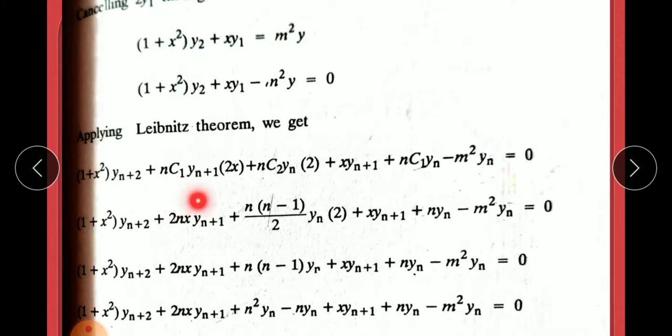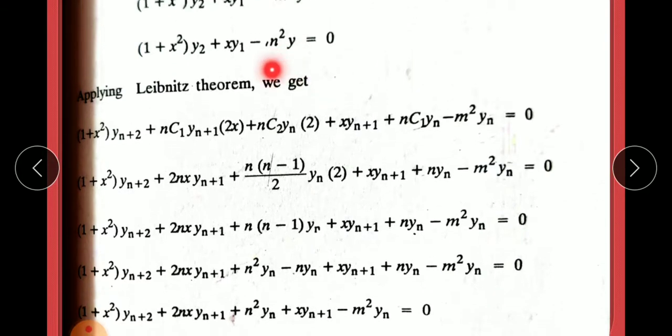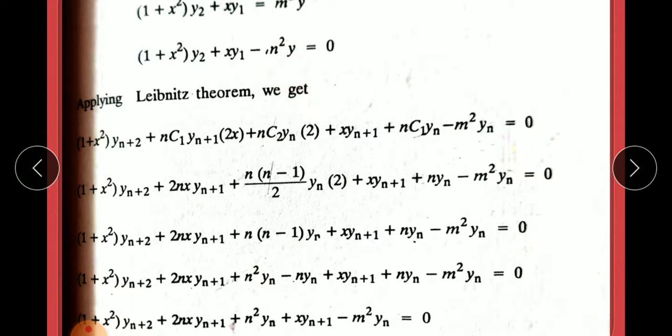In nC1 into y n plus 1, if we differentiate, we will get 2x. And nC2 into, again if we differentiate this, we will get y n into 2. Then the next term we take is x y1, so x y n plus 1 if we differentiate, plus the next term is nC0, so 1 we didn't write. The next one is nC1 into y n, that's it. There are no more x terms, so it will become y, and we can stop with that. This is a constant term, you can keep it as itself. So this will become the nth term, y n equals 0.